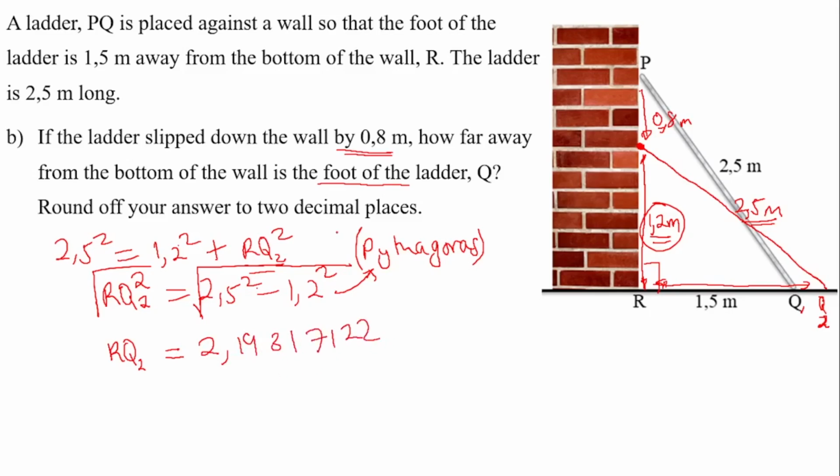2.1931722 meters. Then we're required to write our answer in 2 decimal places. So the new RQ is equal to 2.19 meters. So the question was, how far away from the bottom of the wall is the foot of the ladder, right? So it is 2.19 meters away from the bottom of the wall.